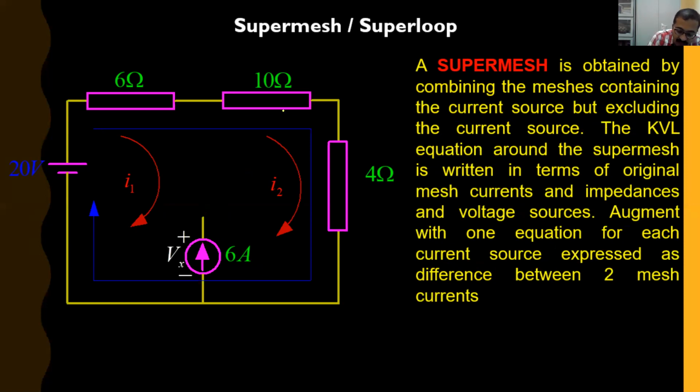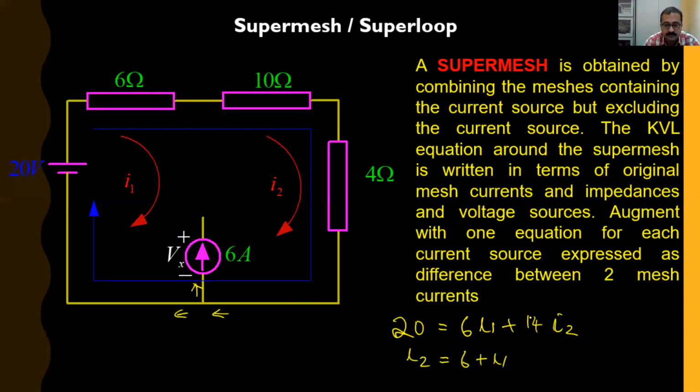So if you write this KVL, what will you get? For this assumed current direction, minus to plus potential rise, 20 equals what? What was the current through 6 ohm? It was I1. So 6 I1. Through 10 and 4 it was I2, so you get plus 14 I2. 6 I1 plus 14 I2 equals 20. And if you apply KCL here, you should get I2 equals 6 plus I1. Two equations, two unknowns, right?